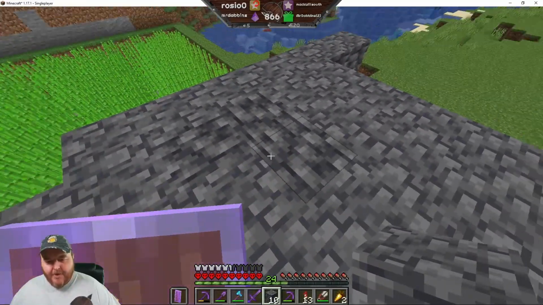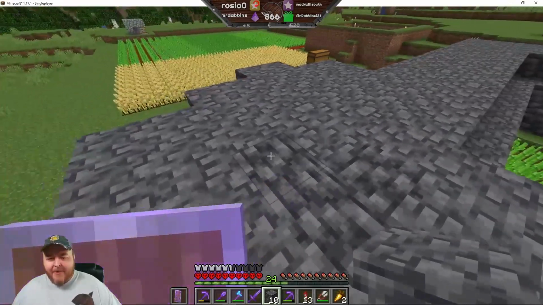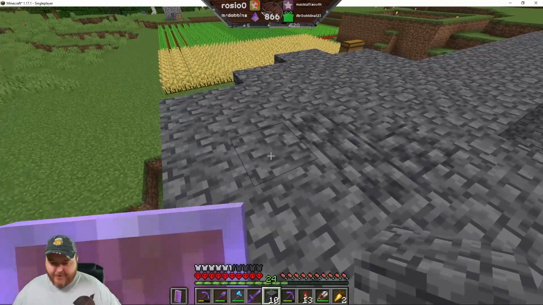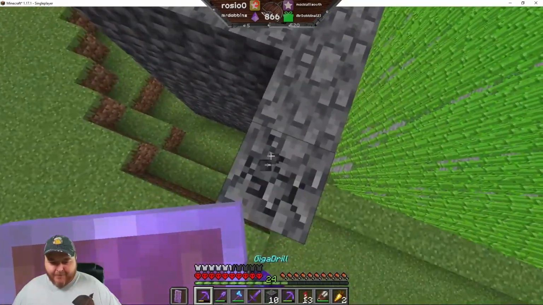Wait, what is that? Why does it look different than the rest of the blocks? Why do you look different? Oh, it's gonna nag me for a while. Probably because I put them in there sideways.